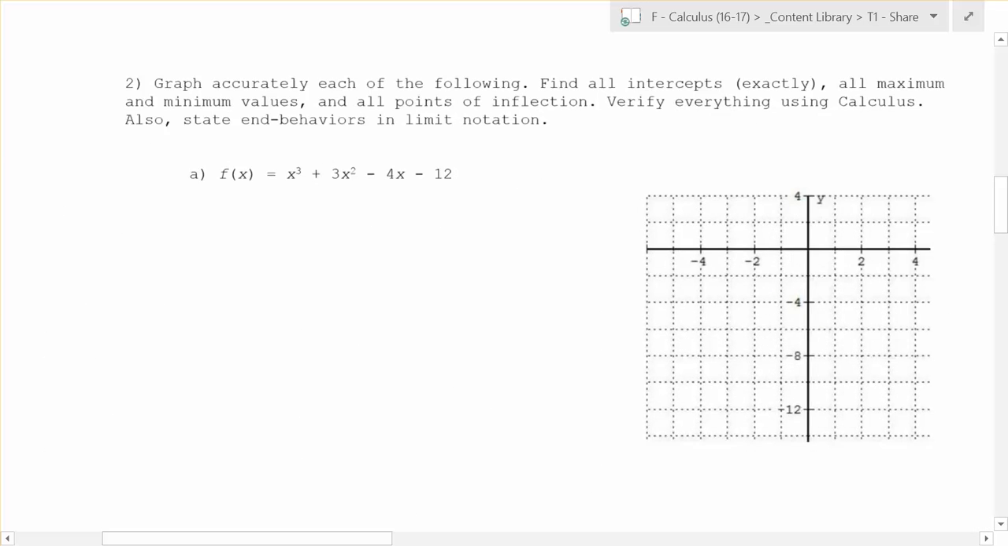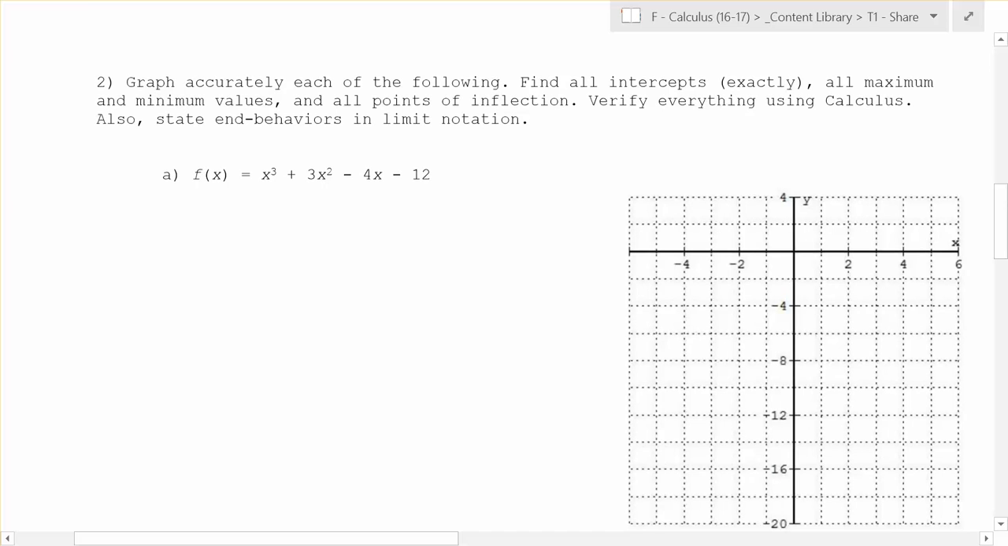So what are we going to do now? We're going to do something a little different, which is put it all together. What's it asking you for? Intercepts, maximum and minimum values. All points of inflection. Yep. Oh, sorry. Thank you. So make sure you do those individually. Okay, so this is what I'd like you to do.